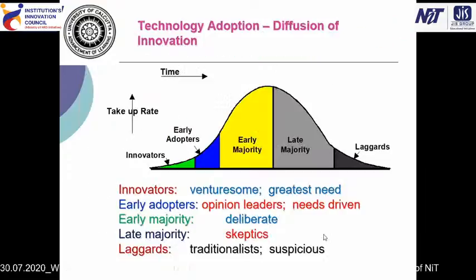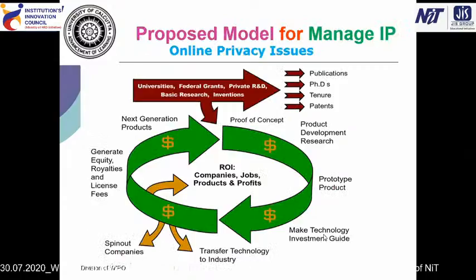This one is our proposed model for traditional software. This one is our proposed model for managed IP. The online division is our proposed model: in university, federal grants, private R&D, basic research, inventions, publications, PhDs, tenures, and patents. But universities' regulations differ from the organization's. Patenting is very essential for the organization, but publication is very essential for the university. So this is our process and our model for managed IP, intellectual property.